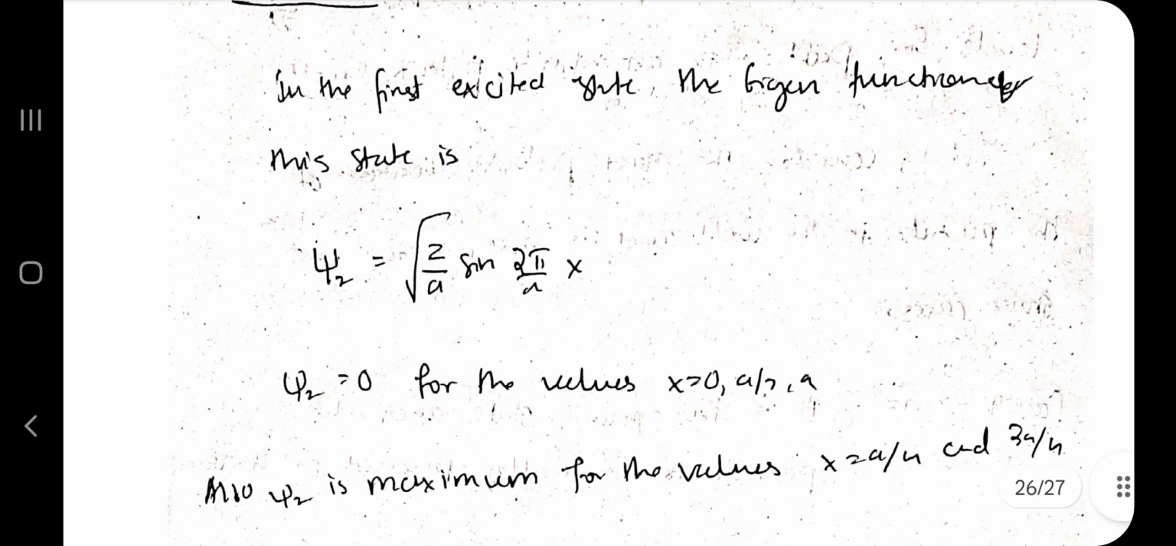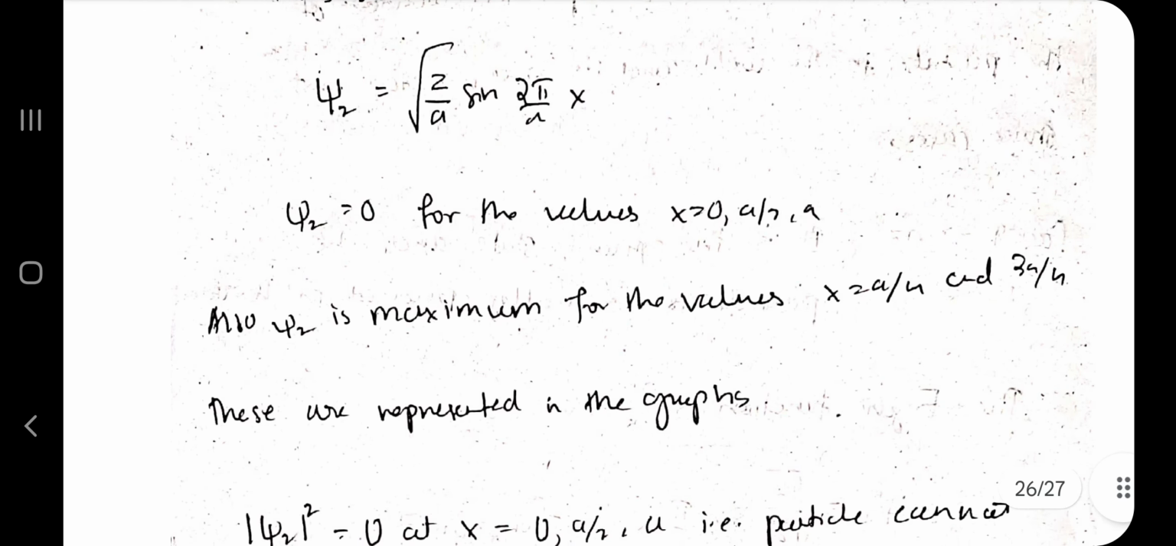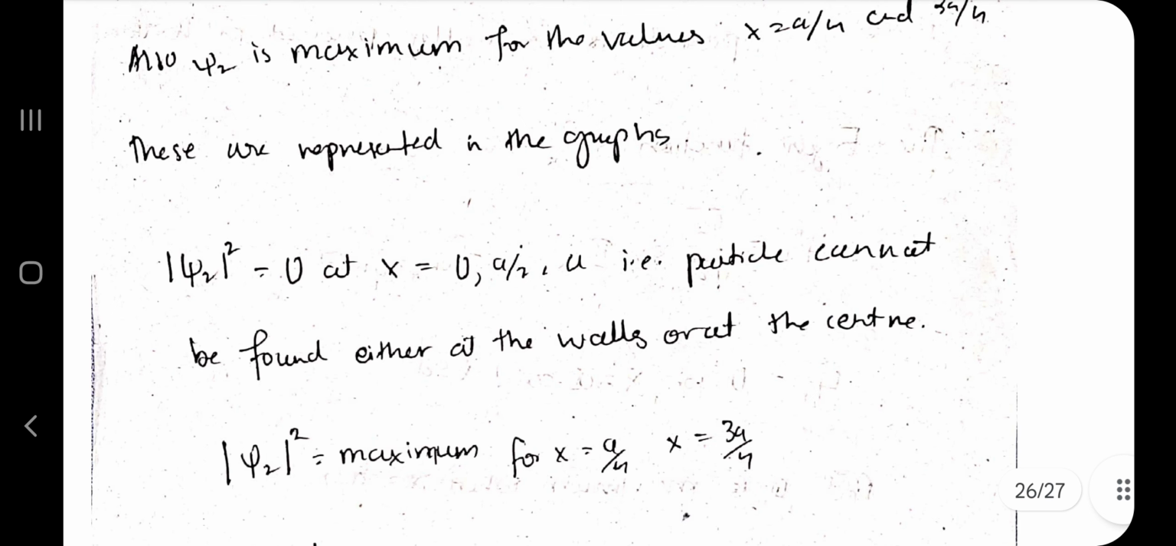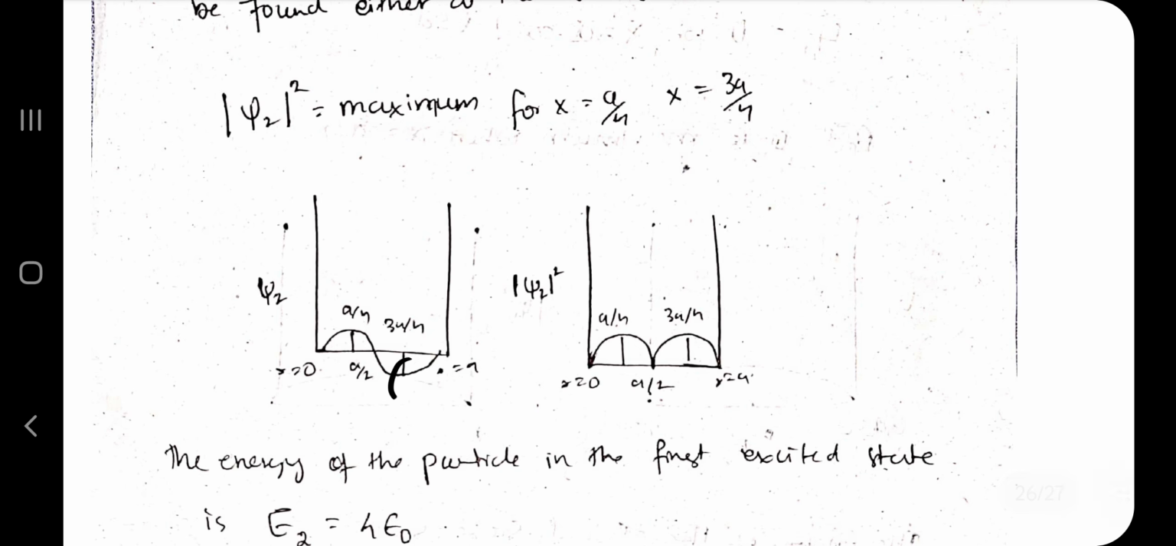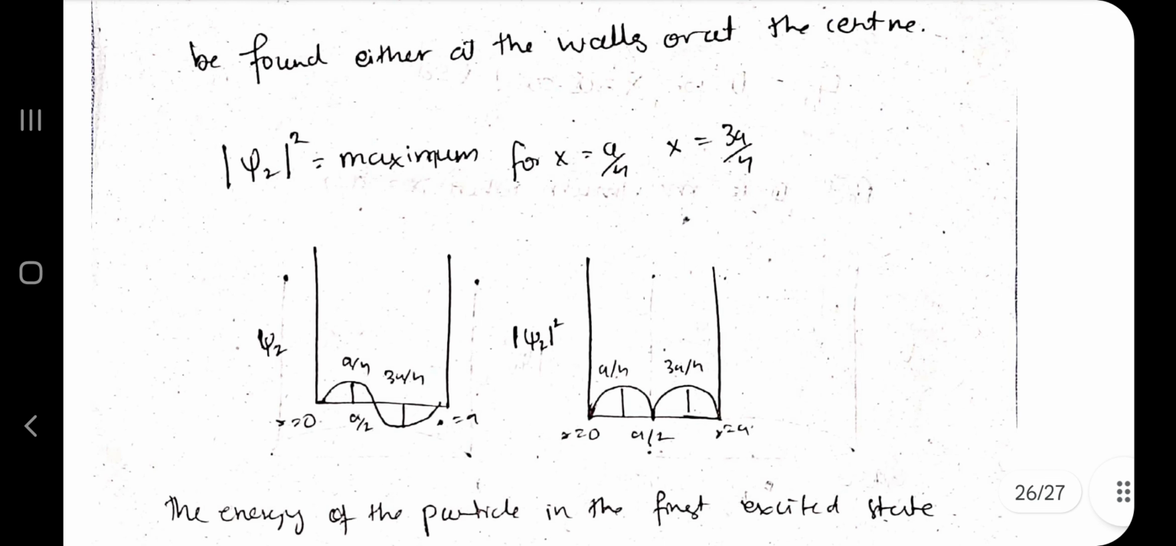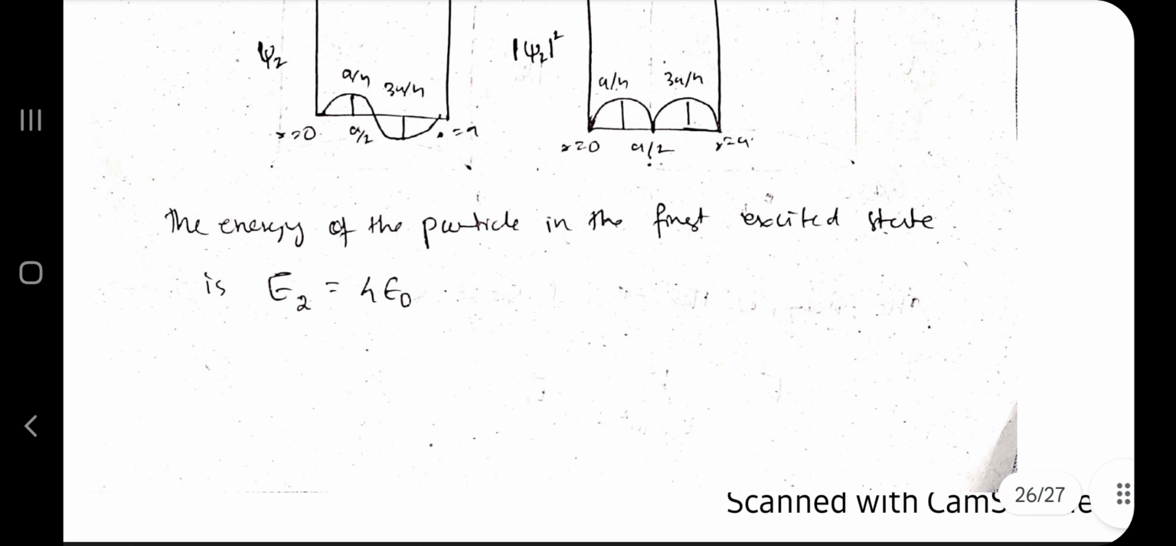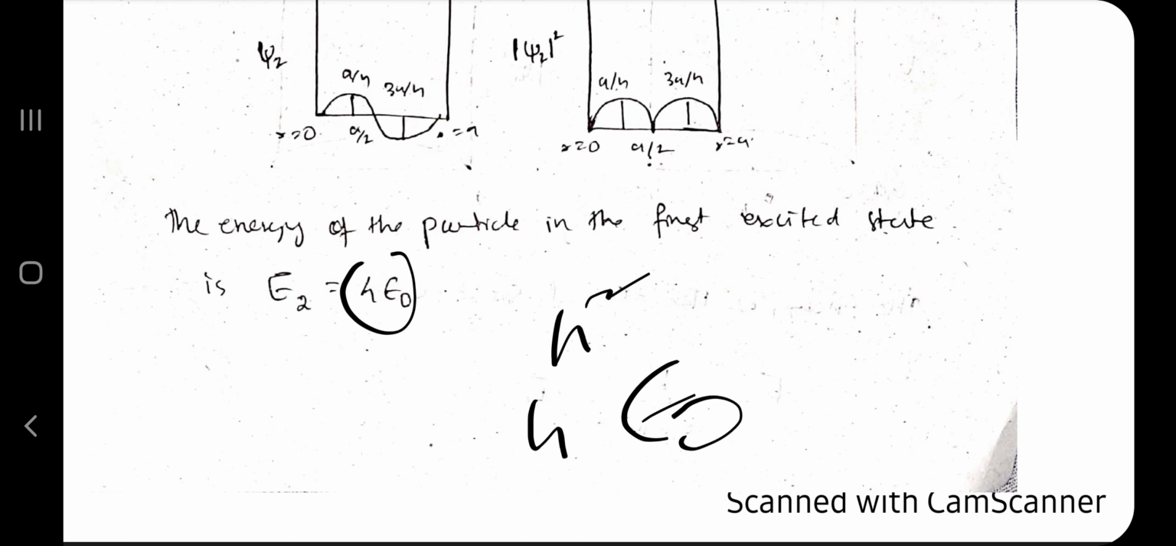Moving on, n is equal to 2. Just substitute the value of n as 2 wherever you find n. The maximum values here are at x is equal to a by 4, and the other at 3a by 4. Substituting the values in the previous equation, we get E2 is equal to 4 E naught. Why do we get 4? Because of n square. n is 2 here, so we get 4, and E naught is same as the previous one.